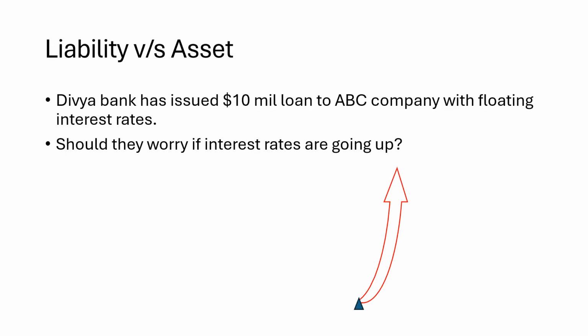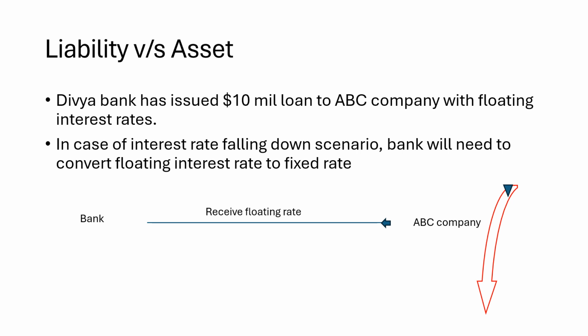So far we looked at the liability side when a swap was needed. Now let's look at the asset side. Divya Bank has issued a 10 million loan to ABC company with a floating interest rate, and now interest rates are going up. Should they worry if interest rates are going up? No, they should not worry. So when Divya Bank has issued a 10 million loan to ABC company with a floating interest rate, in the case of an interest rate falling scenario, the bank will need to convert the floating interest rate to a fixed interest rate.